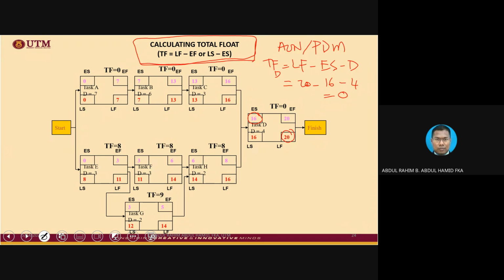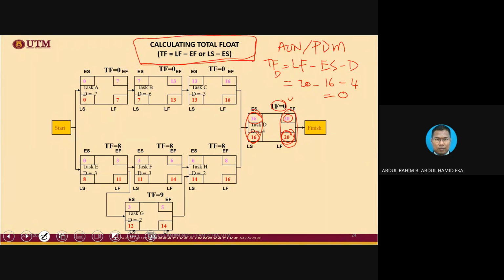What does this formula mean? You can use the differences between these values, either late start minus early start, or late finish minus early finish. For instance, 20 minus 20, of course, equals 0. Or 16 minus 16, it is also going to be 0. So that is how total float is calculated, faster in AON or PDM.